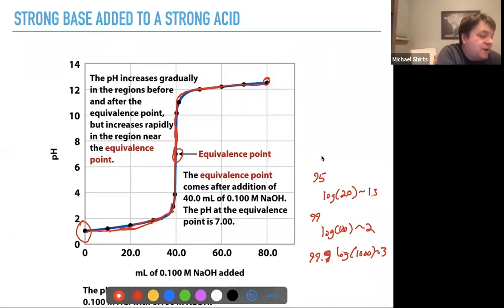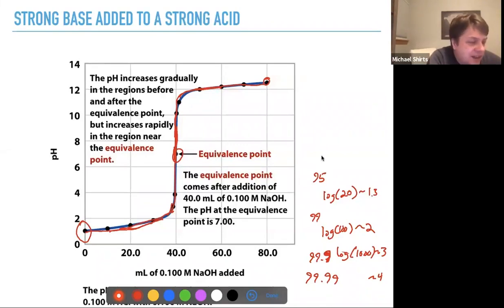A small amount, going from 99.9% of the acid used up to 99.99% of the acid used up, you only change by pH 4. So once you get close to neutrality, a very small change in the amount of base added makes a huge change in pH. You can say, bingo, that's the equivalence point. I know very precisely how much base I needed to add to neutralize the acid. So that's how titrations work.